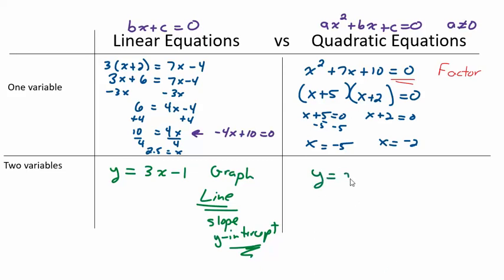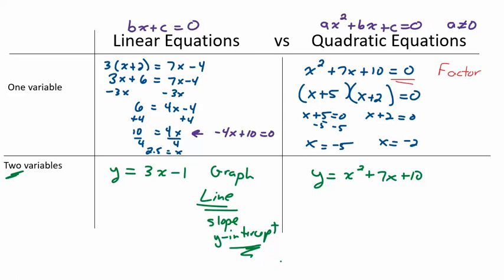Let's do something like x squared plus, well, let's just do x squared plus 7x plus 10. Let's do that one because we had that. So if it's in two variables, what happens is instead of a 0 here, you have a y, all right? And then you're going to graph that.